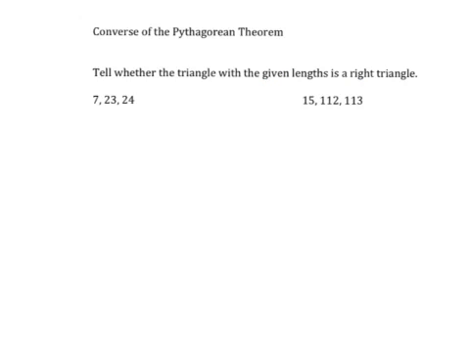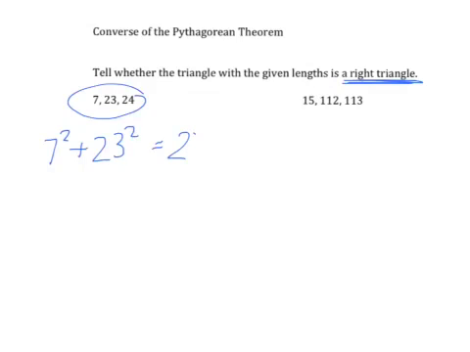The converse of the Pythagorean theorem is just a way of using the Pythagorean theorem backwards. In this case, we have three numbers, and it's asking us, is that a right triangle or not? So instead of looking for a missing side, we're trying to determine if it's a right triangle. And if it is a right triangle, this relationship should be true. I have to be careful to get the two shorter sides on the same side of the equation as a and b, and then the longer side by itself on the other side.